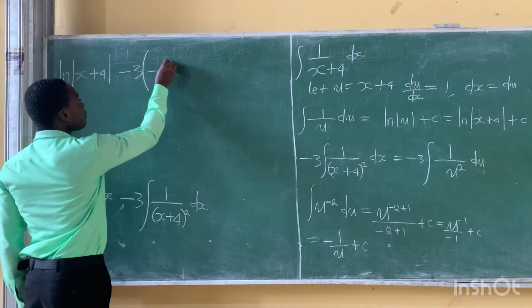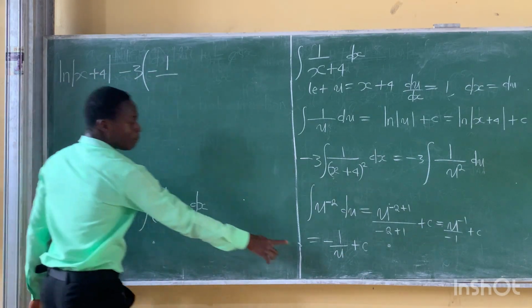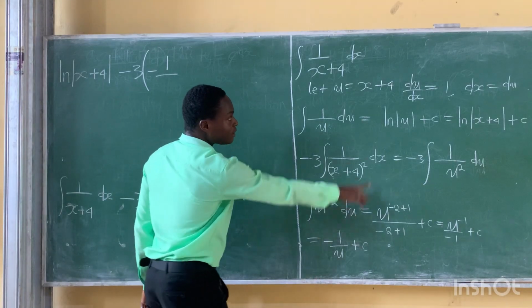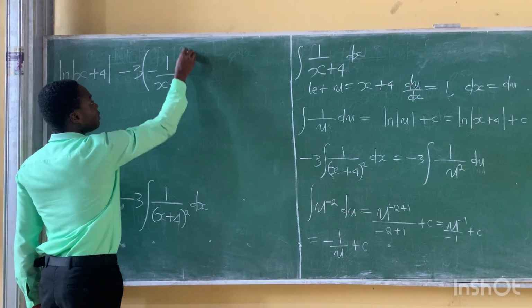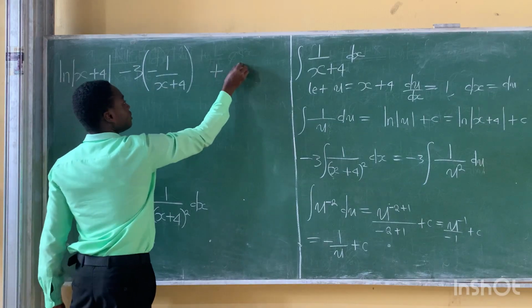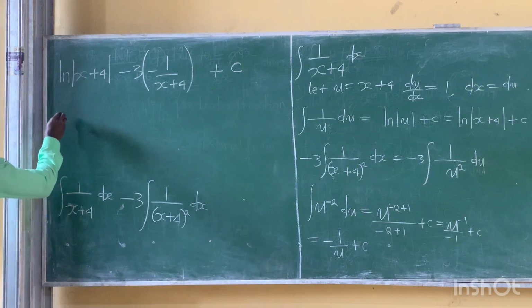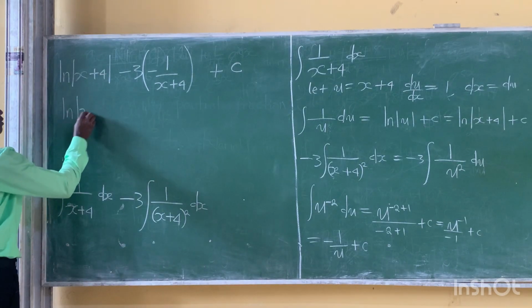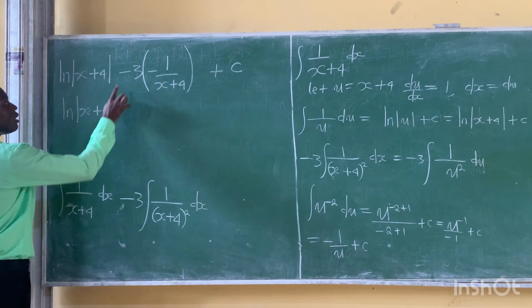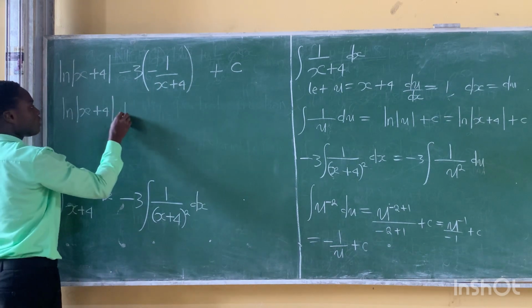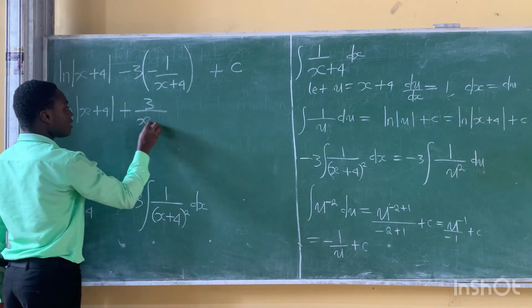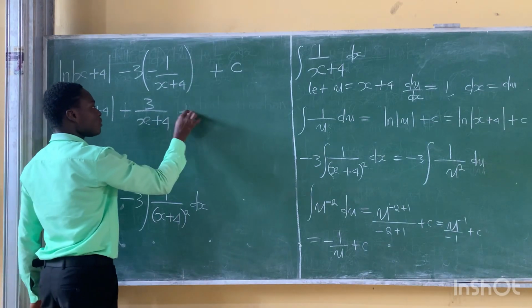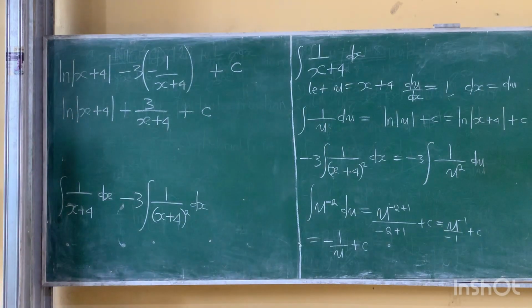So we have minus 1 over u, but we are going to put the value of u back. u is already equal to x plus 4. So we have x plus 4. You close your bracket, then you attach your constant c. So what we have here is the natural log of x plus 4 minus 3 times minus 1, which becomes plus 3 over x plus 4, plus your constant c. And that becomes the answer to that given integral.